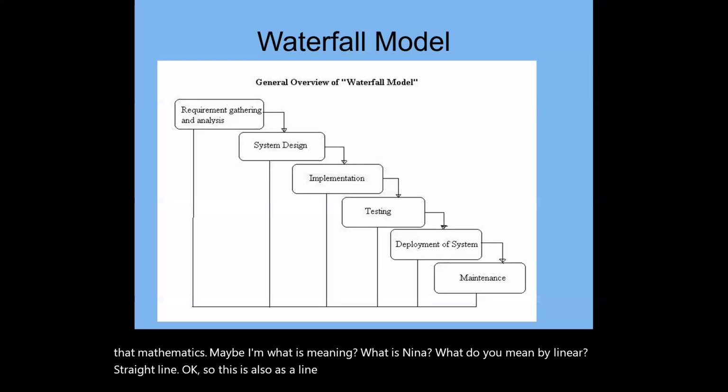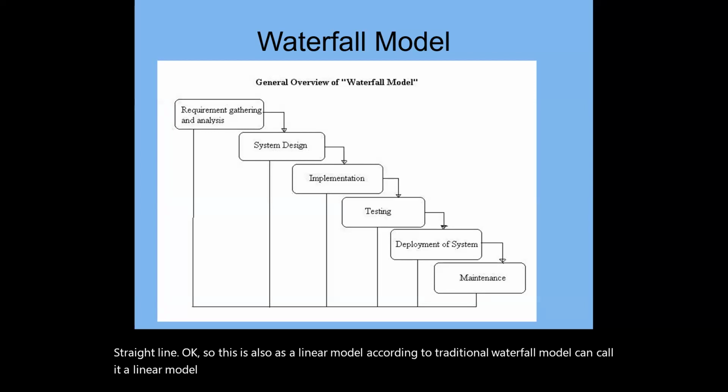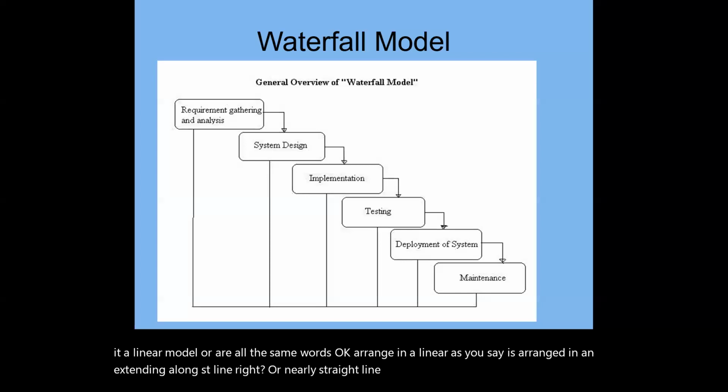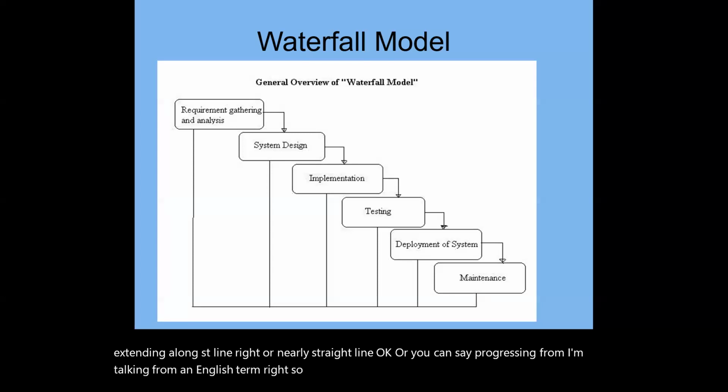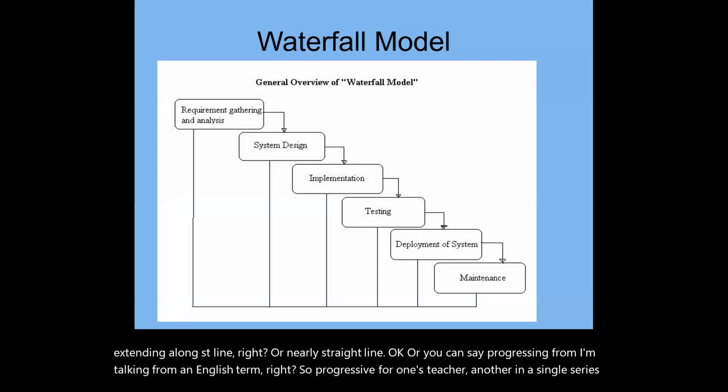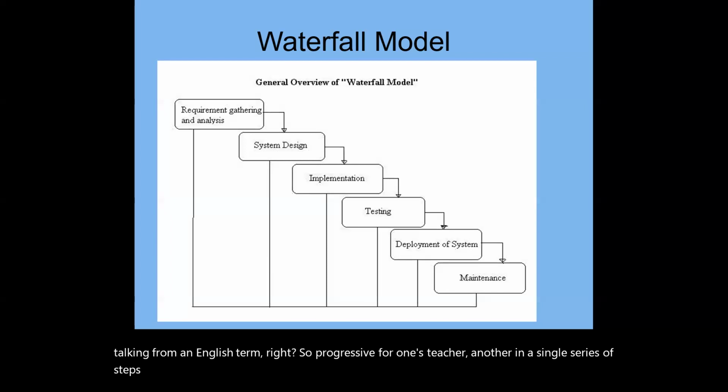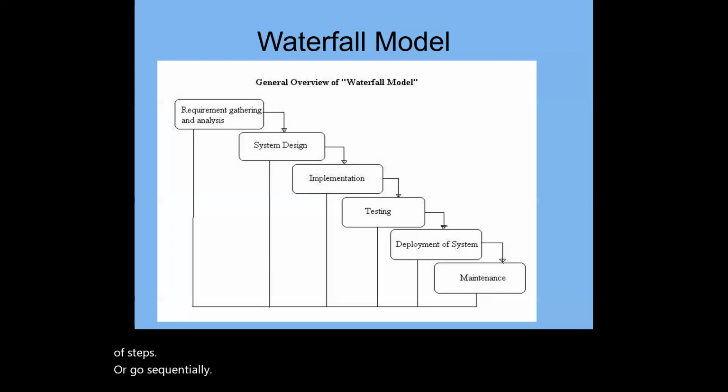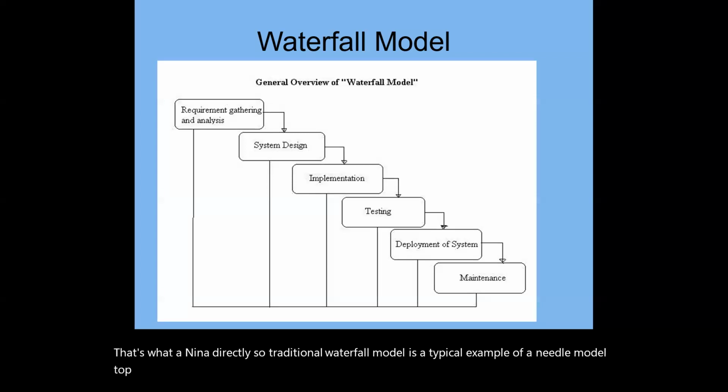You can either call it traditional waterfall model or call it a linear model, they are all the same words. Linear means arranged in or extending along a straight line, or nearly straight line. Or, taking from an English term, progressing from one stage to another in a single series of steps, going sequentially. That's what a linear narrative is. So the traditional waterfall model is a typical example of a linear model, a top to down approach.